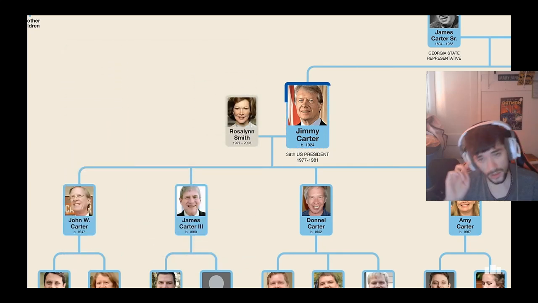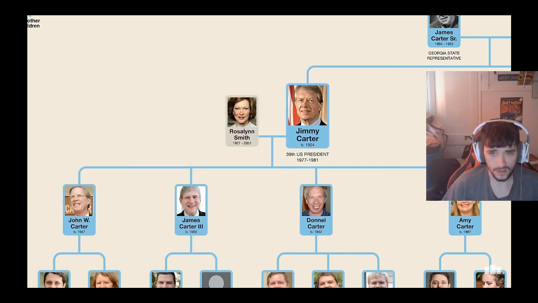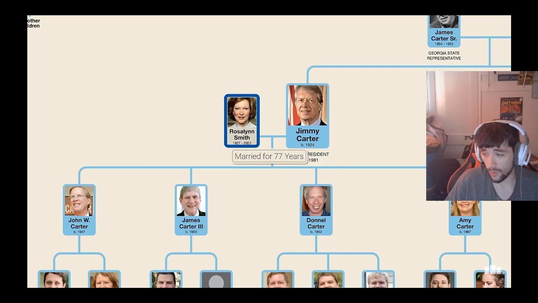Let me now continue by telling you about Jimmy Carter's immediate family. In 1946, Jimmy married Rosalind Smith, and they remained married until her death less than a year ago. So they were married for 77 years. That's 4 years longer than Queen Elizabeth was married to Prince Philip.